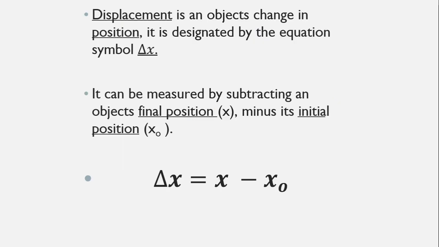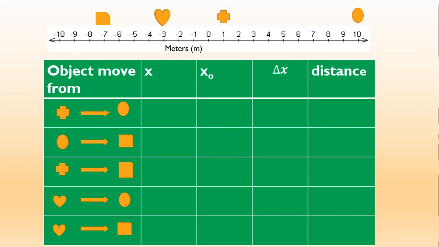Okay, so that is the change in position. That's what the delta x is. You can measure the displacement by taking the final position minus the initial position. Okay, so let's go through some examples to make it a little bit easier.